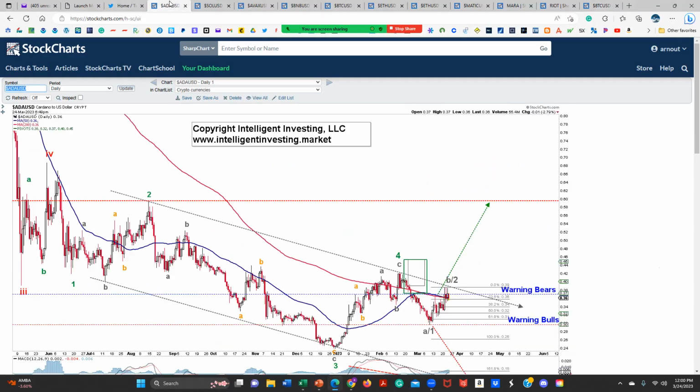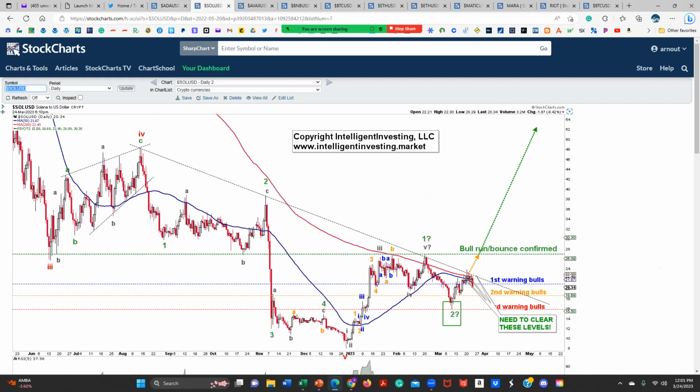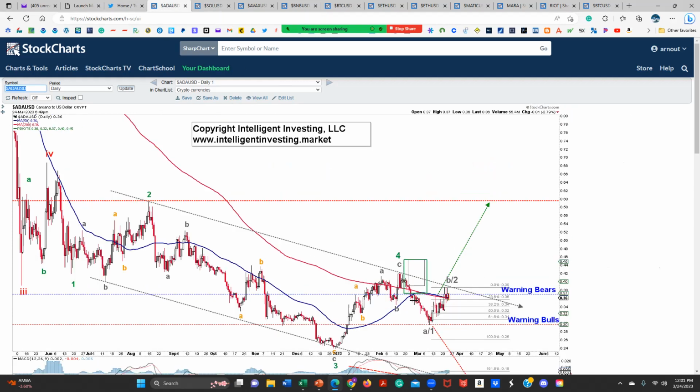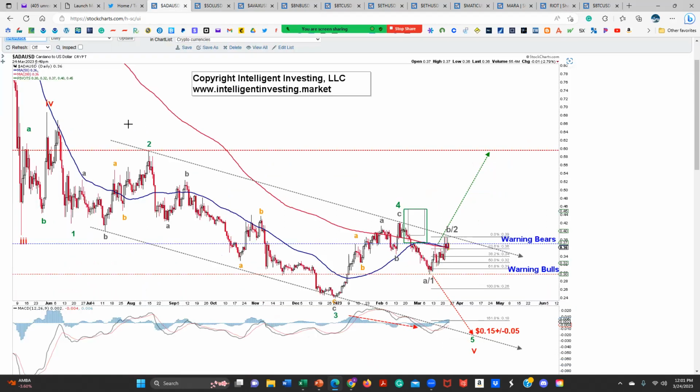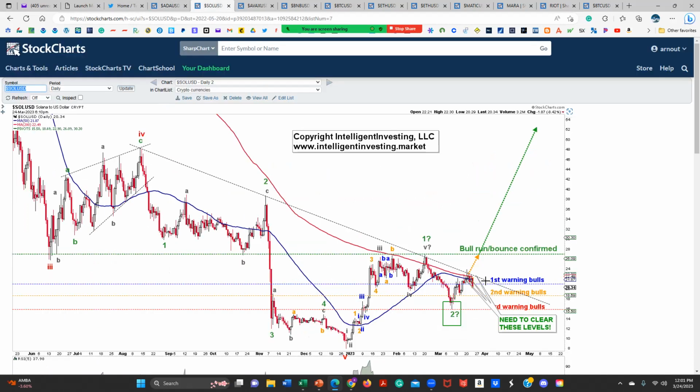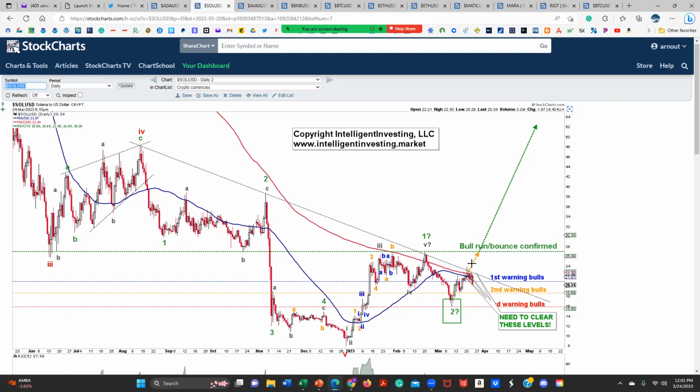You can read the slides afterwards. This is the preferred count for Cardano. It is in a similar setup as Solana. As you can see, exactly the same. We're in this downtrend line, and we're below the converging 50-day and 200-day moving average. But the 50-day is below the 200-day moving average, and that's not a good sign. Preferred wave count for Cardano is to go to 15 cents plus or minus 5 cents. We need to break out above the downtrend line. It is loud and clear an important trend line, as are the 200-day and 50-day moving averages.